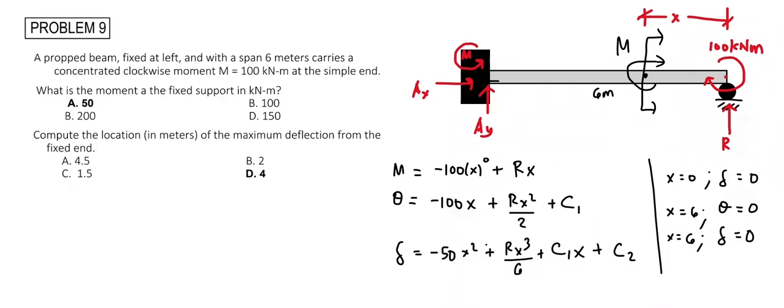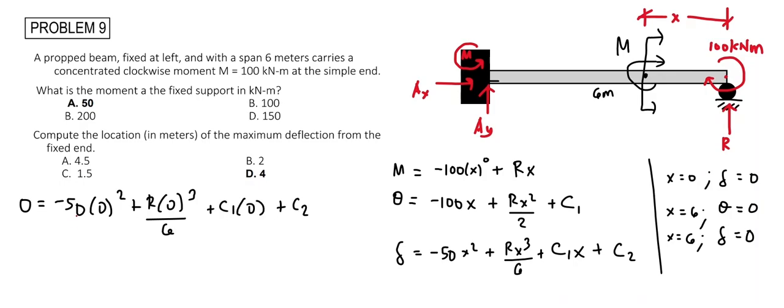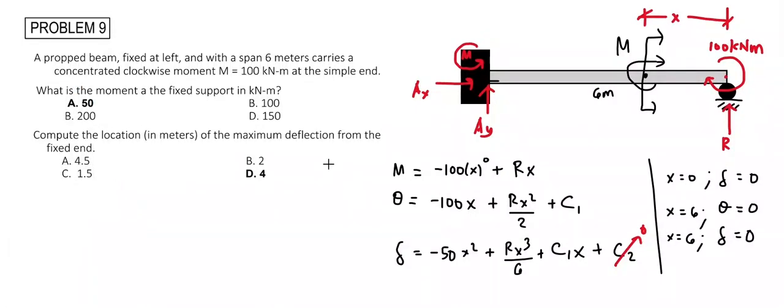Using the deflection equation, at x equals 0, the deflection is equal to 0. Notice that all terms that are multiplied by 0 become 0. So what we are left with is the arbitrary constant c sub 2, which is just equal to 0. Now we're done with the first condition.